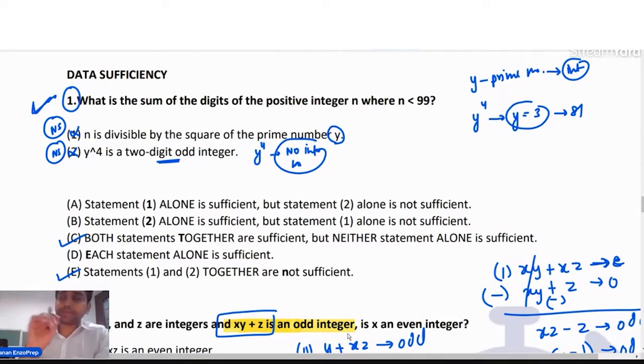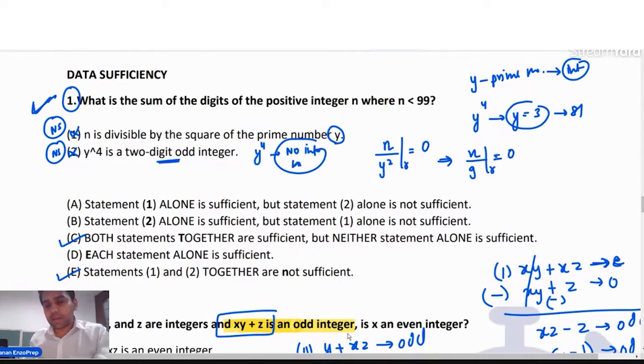So from the first statement, we know that y is a prime number. If it's a prime number, you're only supposed to look at positive integers. Second, since you're given y to the power 4 is a 2-digit positive odd integer, then you can only have y to be 3. It can't be any other value. So now you get to understand that since n is divisible by y square, what that means is when you divide n by y square, the remainder must come out to be 0. That means n is divisible by 3 square.